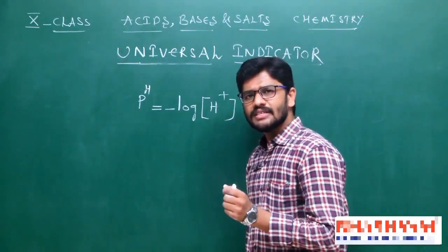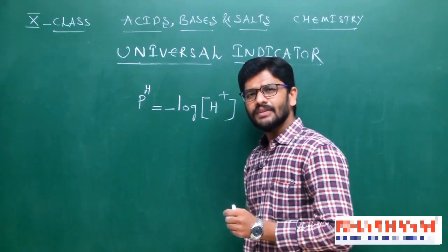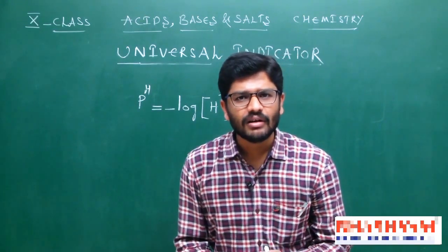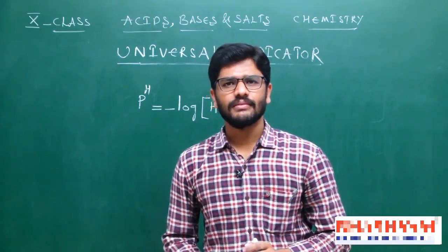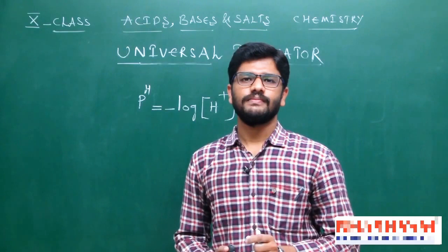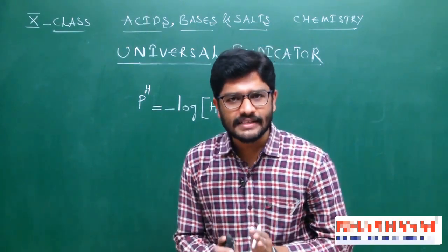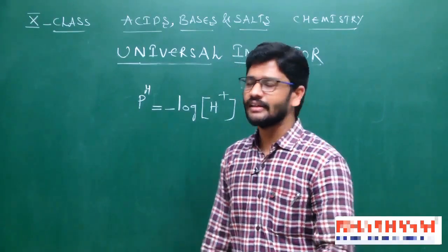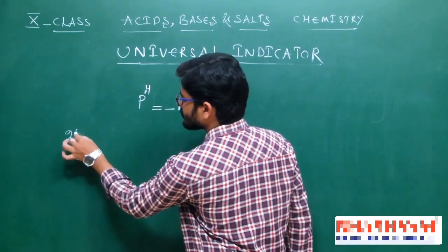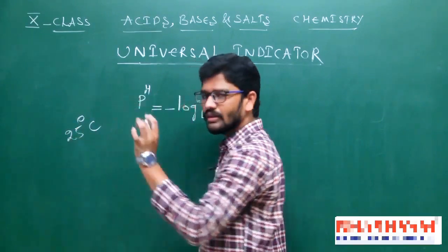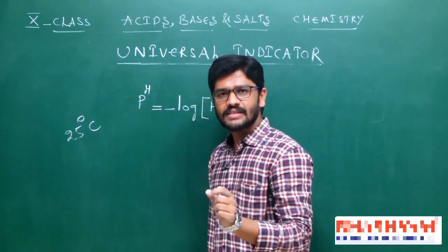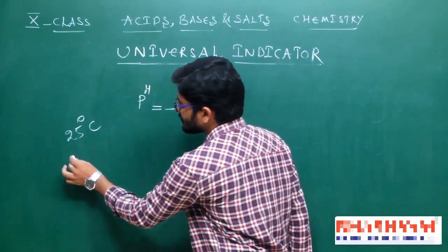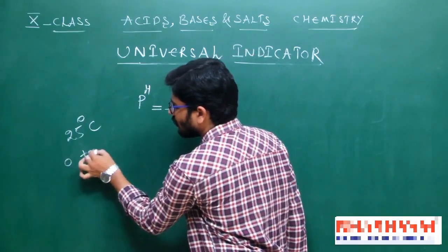One doubt arises in our mind: sir, is this pH scale valid at all temperatures? No. This pH scale is valid only at room temperature, that is, 25 degrees Celsius. At 25 degrees Celsius, this pH scale is valid, and it consists of values 0 to 14.